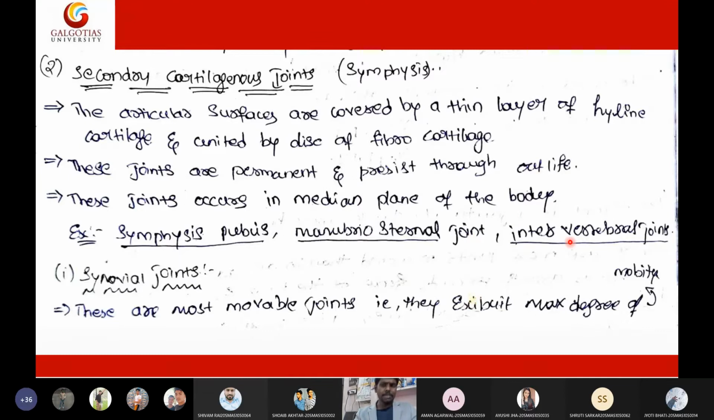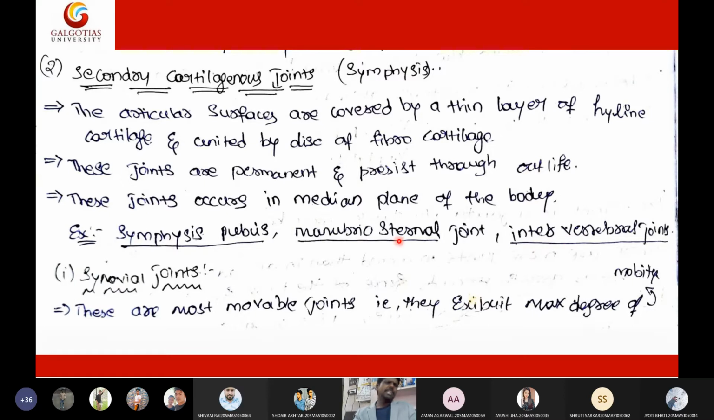Then intervertebral joints: any two vertebral bones are connected by a permanent cartilaginous joint. Because of that, we have slight mobility of the spinal column, because of the presence of this cartilage material between the vertebral bones. So these are two examples: one is the manubriosternal joint, and the second is between the vertebral bones, where we have cartilaginous joints.